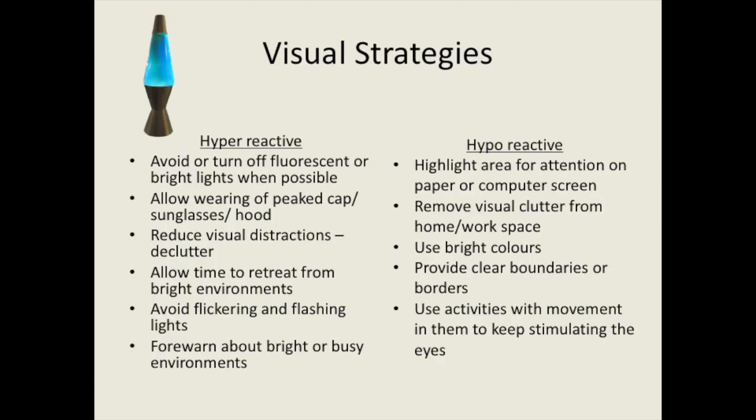Here are some visual strategies for those that are hyperreactive and hyporeactive to visual input. For those children that are hyperreactive, avoid or turn off fluorescent or bright lights where possible. Allow them to wear a peaked cap, sunglasses or hood. Reduce visual distractions and declutter the environment. Allow time for them to retreat from bright environments. Avoid flickering and flashing lights. And forewarn them when you know an environment may be bright or busy.